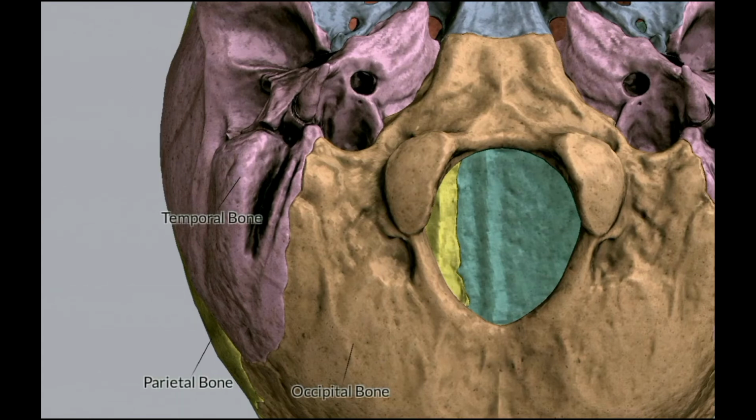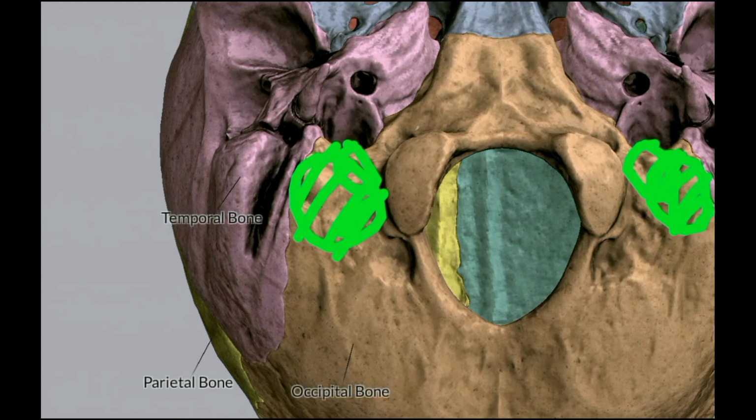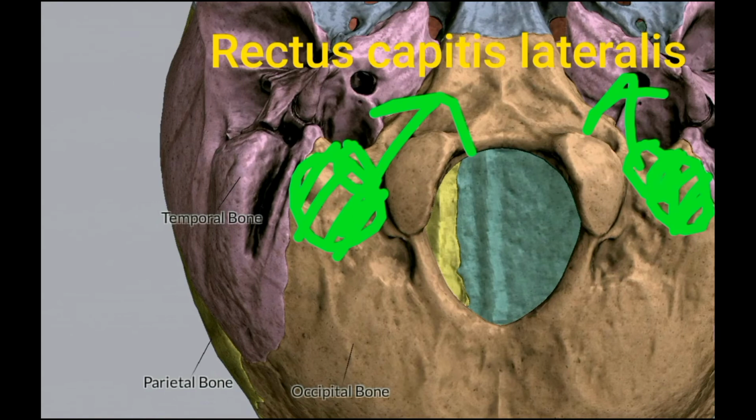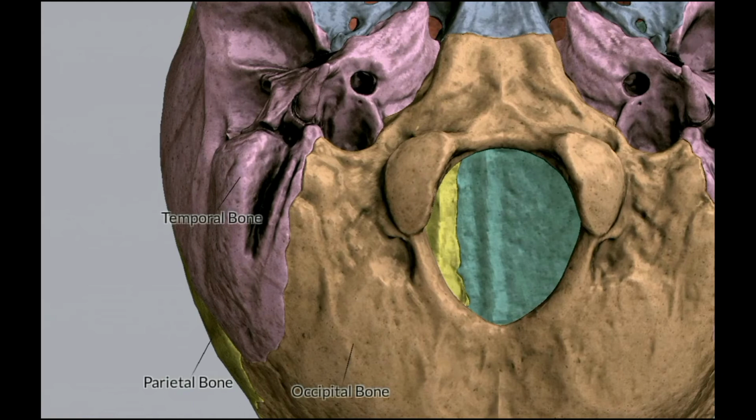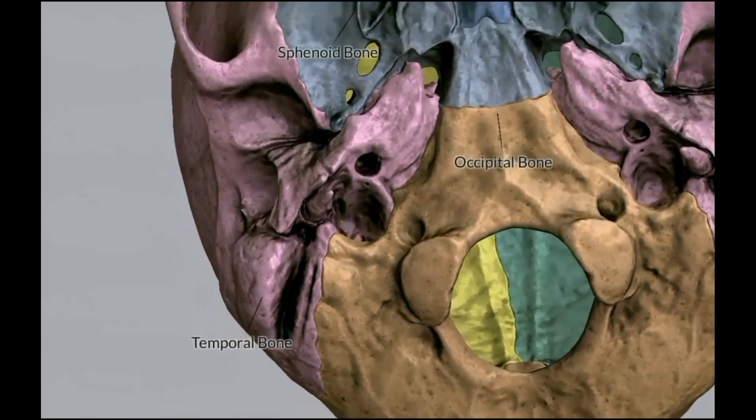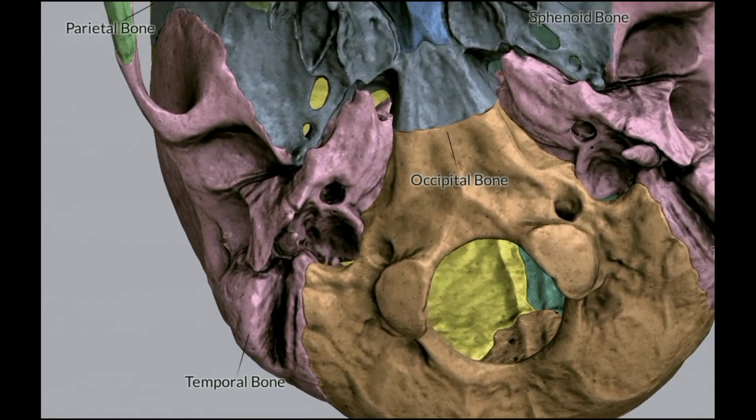There you will see, yes, that is the jugular process of the occipital bone, and just behind that you will see the attachment of rectus capitis lateralis muscle, one of the paravertebral muscles, and in front of it you are seeing the jugular fossa.